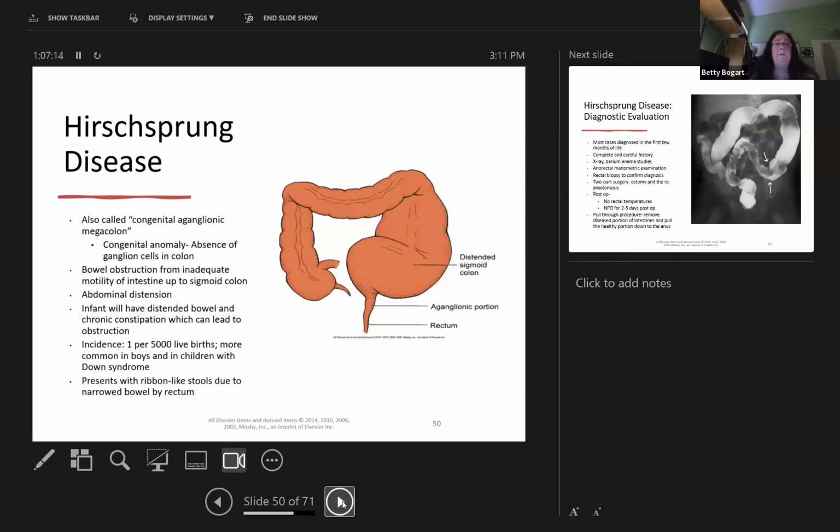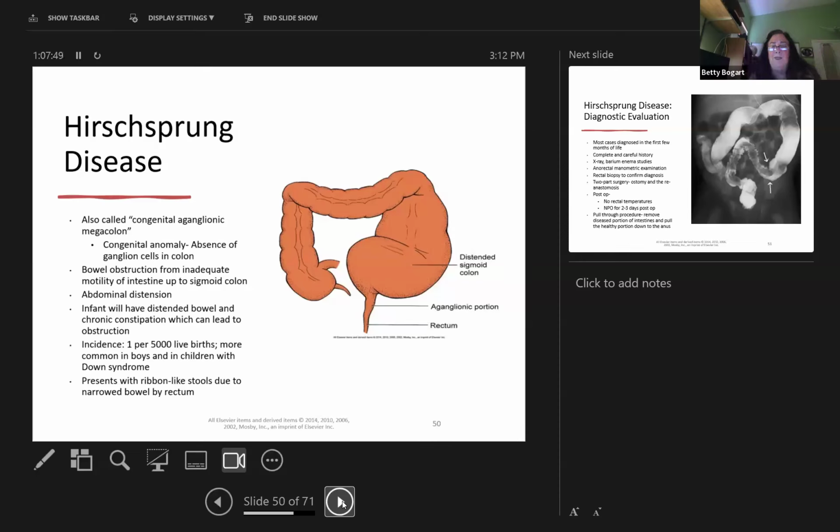Hirschsprung's disease. Now, we call this congenital aganglionic megacolon. What it is, the descending colon doesn't have any nerves or ganglion cells. It's called an absence of ganglion cells. There's no nerves. So if you don't have any nerves, there's no peristalsis to get that stool out the rectum, okay? So it gets bigger and bigger and bigger and bigger. And it doesn't hurt because there's no nerves.